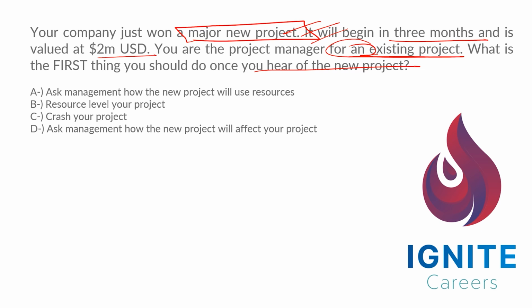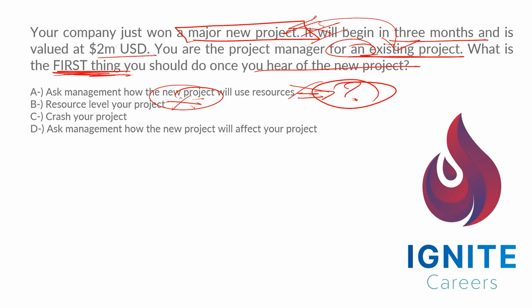Nice. So now you need to understand the context of the question and try to eliminate the odd word. Ask management how the new project will use resources. Okay, this is none of your part unless you've been put into this particular project, at least as a stakeholder. So this is not the right one. Because what is the first thing you need to do? This is the very key thing. Resource level your project? No, because there is nothing officially announced as a link between your existing project and the new project. So crash your project. Why do we need to crash your project? Just because you got a new project, this is also wrong.